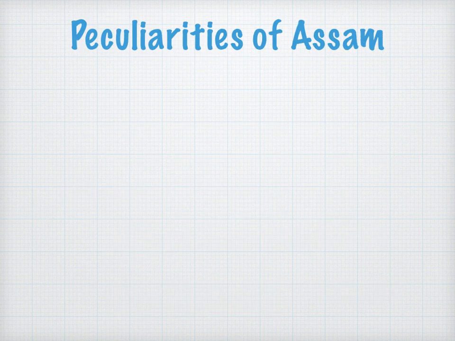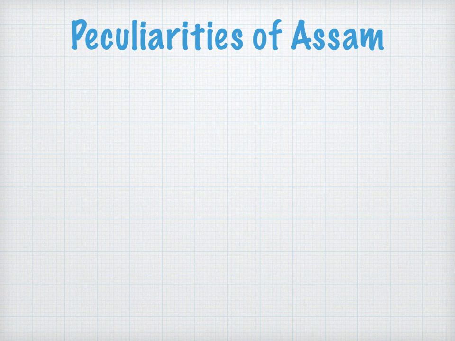So now let's look into some of the peculiarities in the case of Assam. For studying or looking at local self-government, there are two fundamental acts which we need to study. They are the 73rd and 74th Constitutional Amendment Acts.